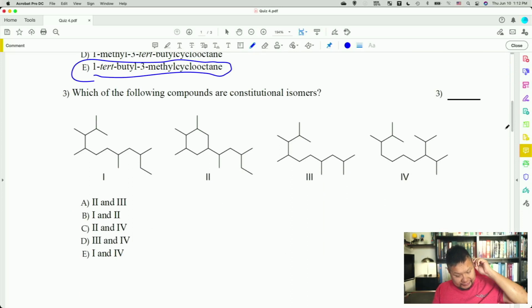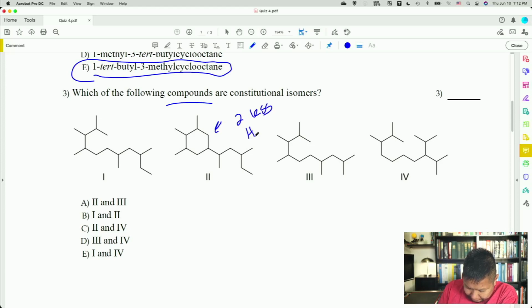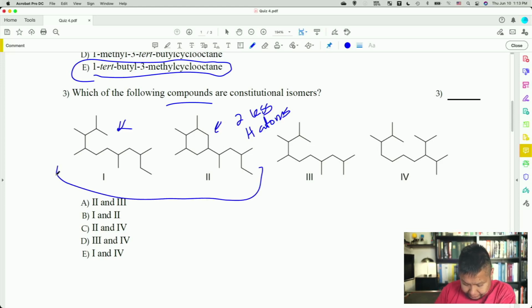Okay, so next one is: which of the following compounds are the constitutional isomers? First thing to note here is that it says compounds, so it's more than one. As you look at these, it's quite easy to see that, for example, this one right here actually has 2 less hydrogens. Two less hydrogen atoms than this one. So those two can't be the constitutional isomers of each other.